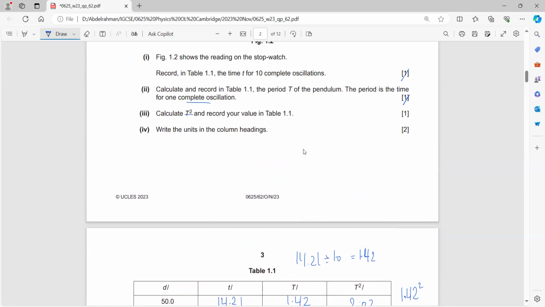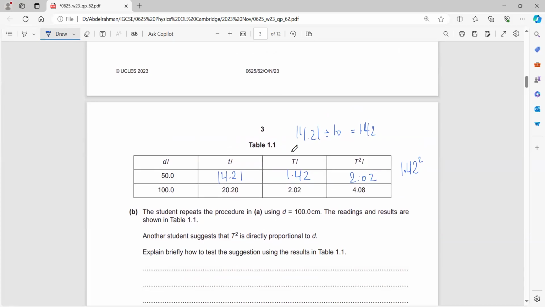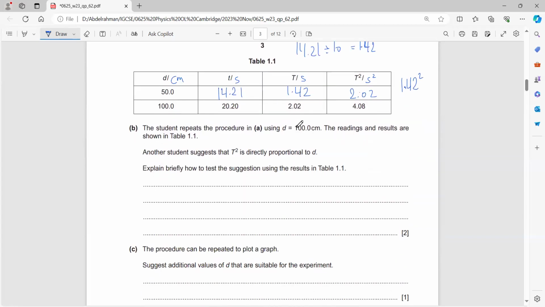Complete the column headings. The first one, d, is in centimeters. The period T is in seconds. t squared is in seconds squared.